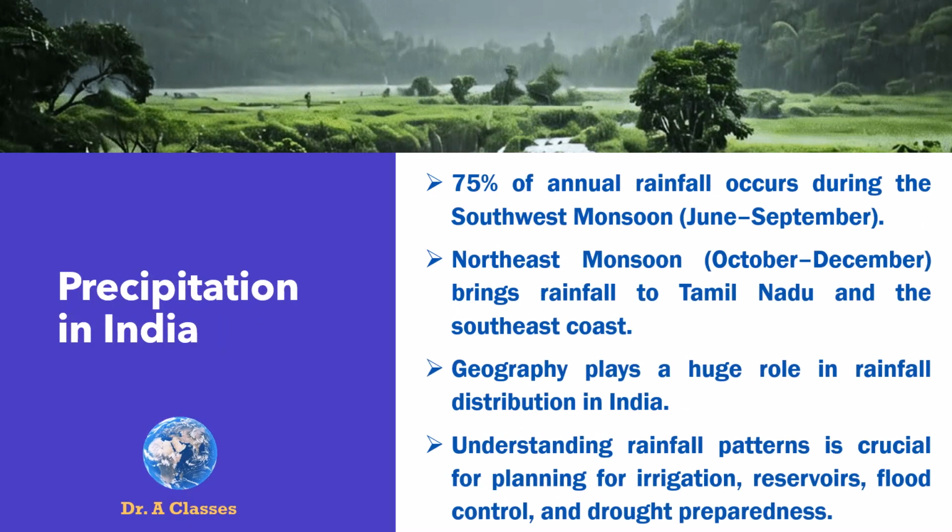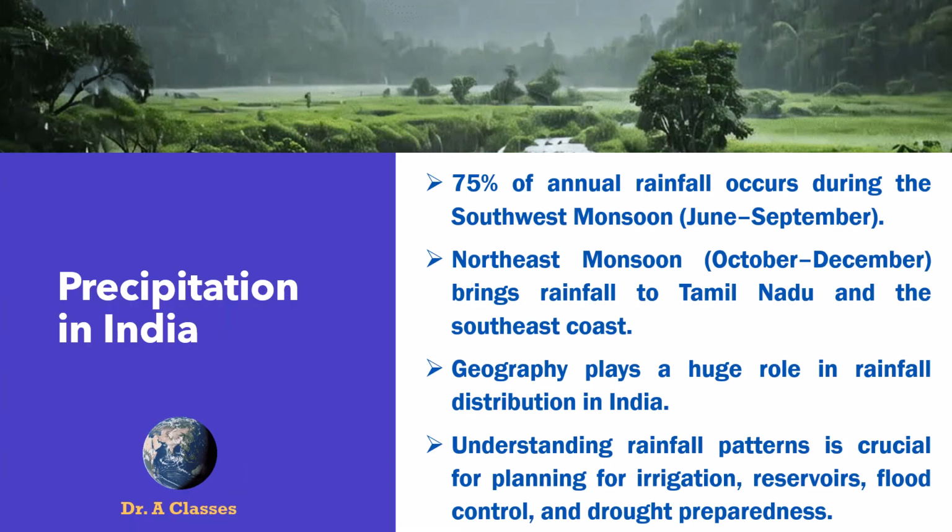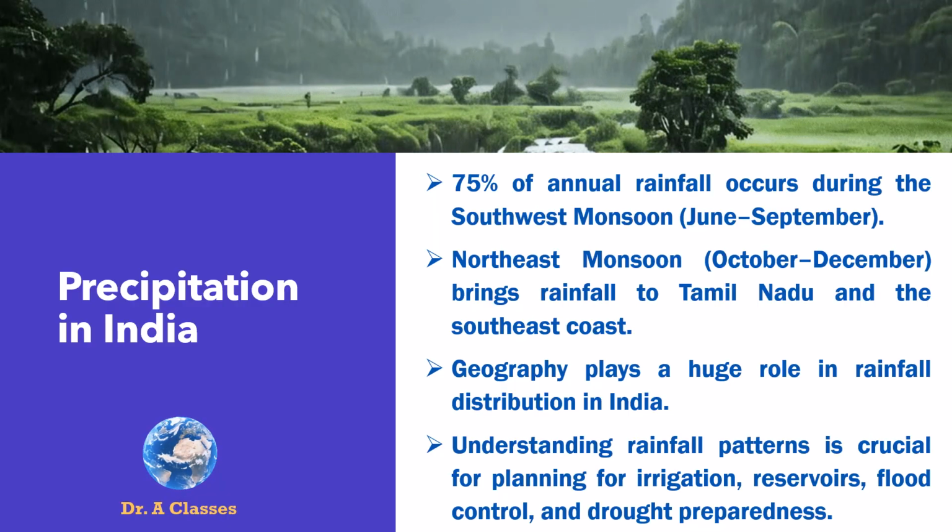Precipitation in India. India's rainfall is predominantly seasonal, with nearly 75% occurring during the southwest monsoon from June to September. This is crucial for agriculture and replenishing surface and groundwater resources. India also receives rainfall from the northeast monsoon during October to December, particularly impacting Tamil Nadu and the southeast coast.